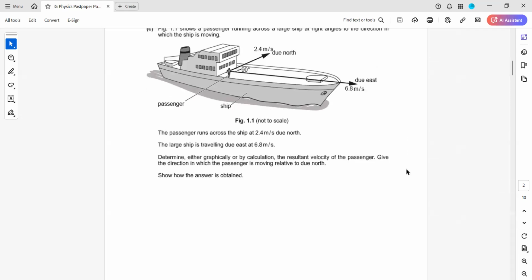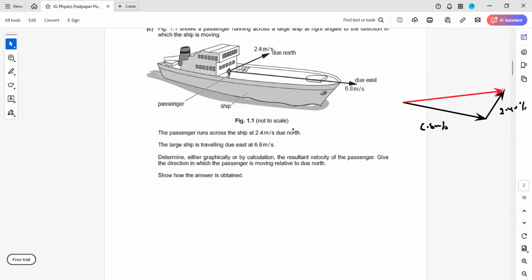Any one of the vectors you can draw first. Let's say I draw east first, which is 6.8, and then I draw the second vector due north, 2.4. The speeds are in meters per second. If we want a resultant, it is always from the tail of the first to the head of the last. This will be your resultant.